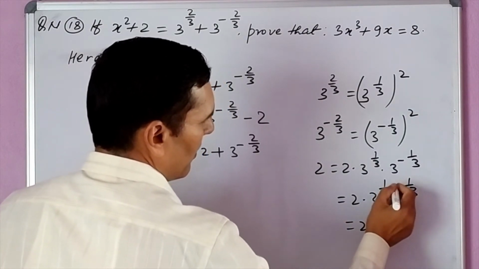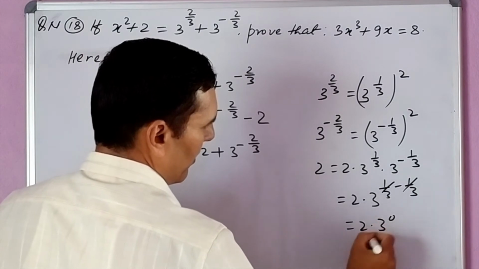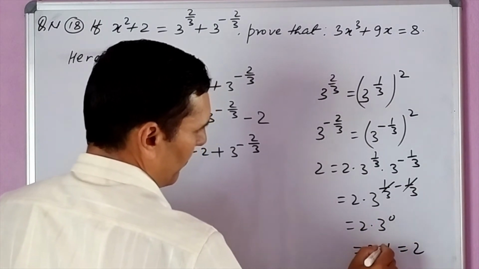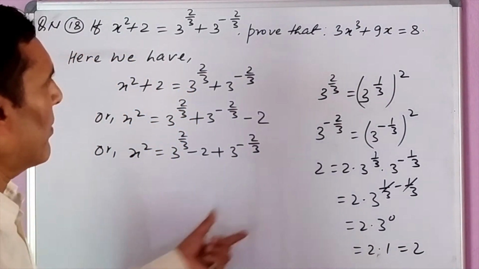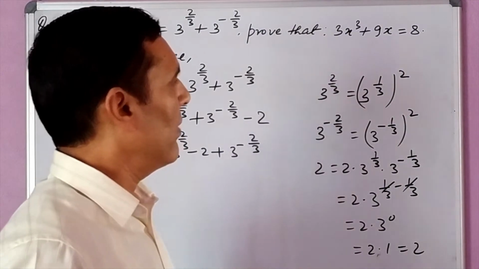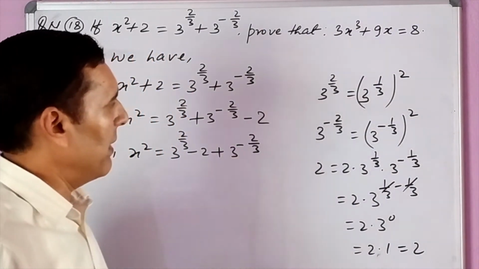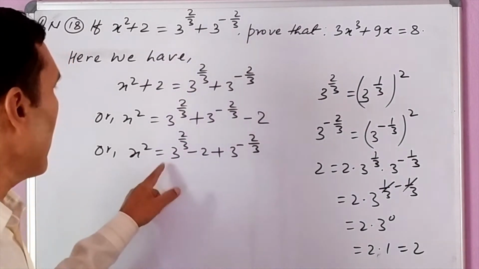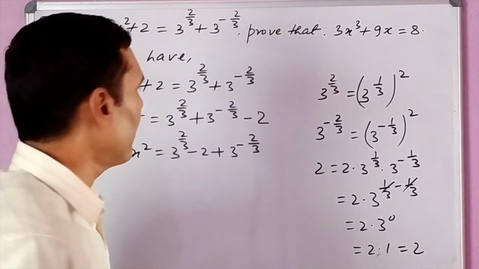2 into 3 to the power 0, 3 to the power 0 is 1, so 2 into 1 is 2. So we don't have any problem to write this 2 as 2 into 3 to the power 1 by 3 into 3 to the power minus 1 by 3. So that on the right hand side, you will get this in the form of a square minus 2ab plus b square.